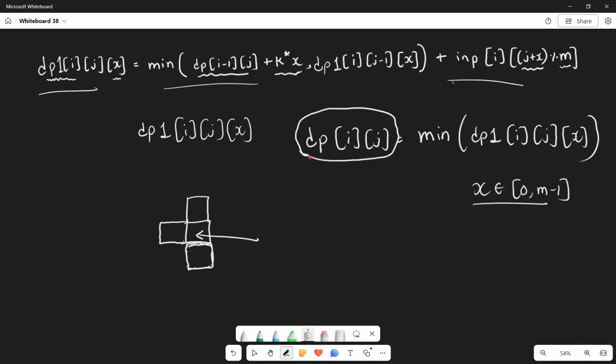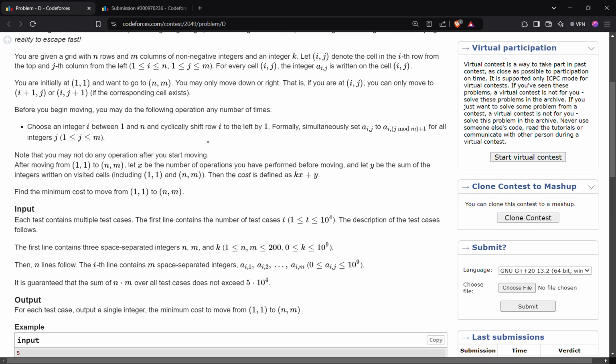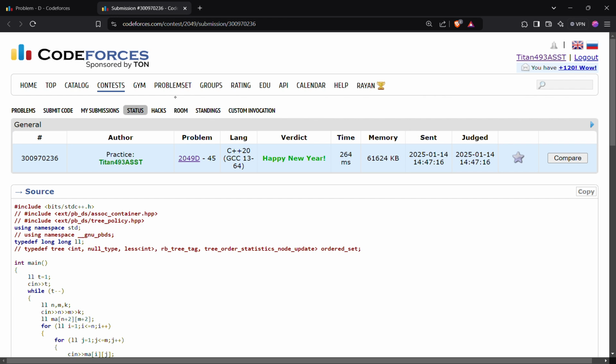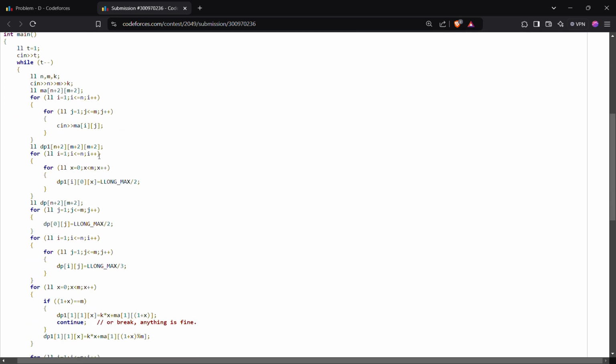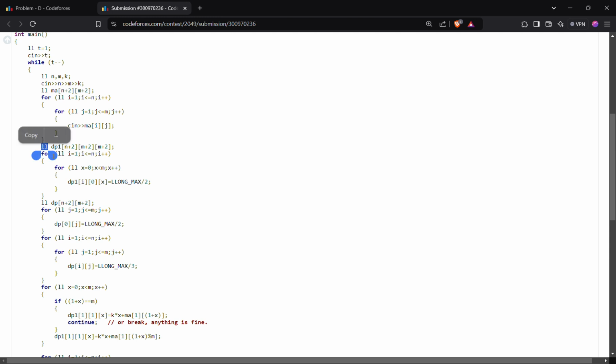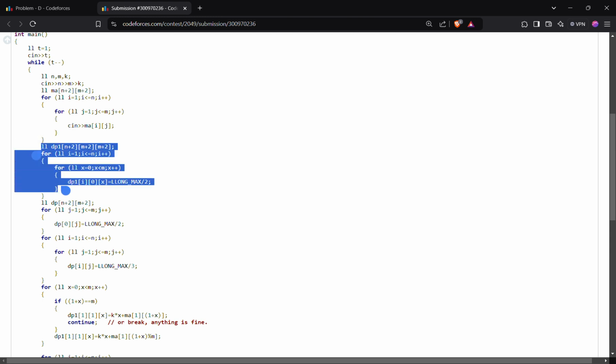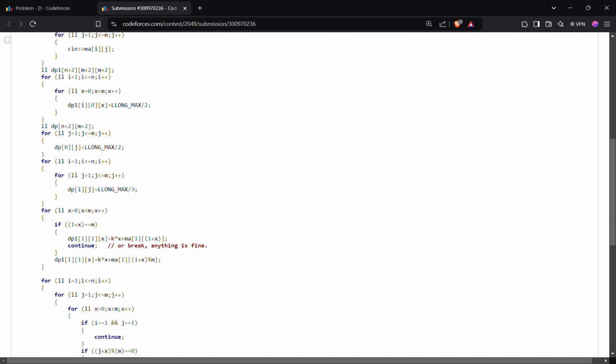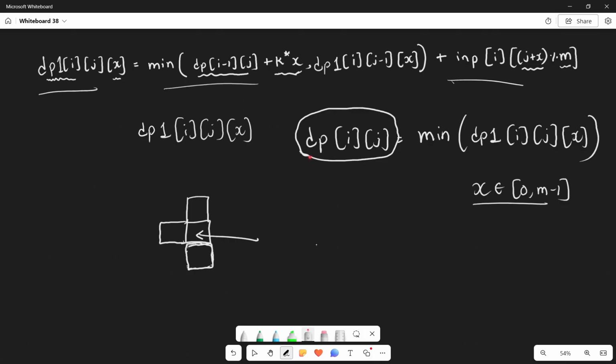Okay, and one more thing. Let us directly head to the code to understand it in a better way. So yes, initializing this dp1, which is the three-dimensional dp, and yes, I'm using one based indexing. One more thing is that, suppose this is your grid.